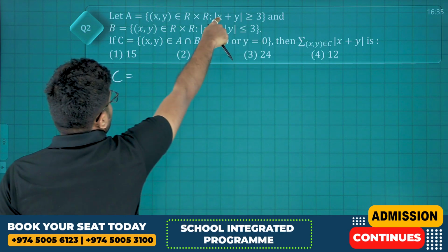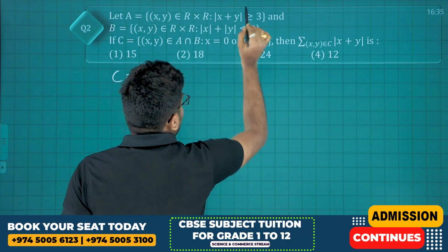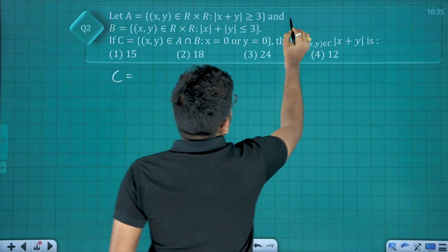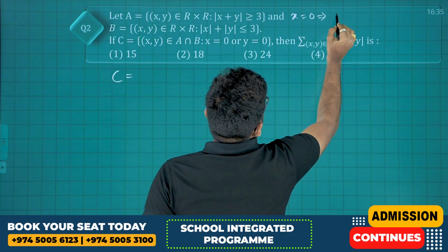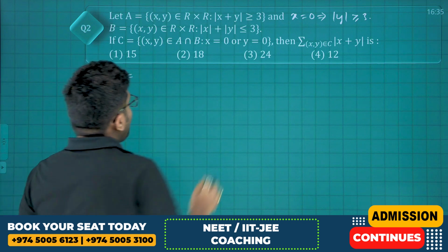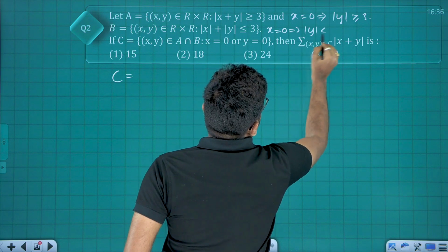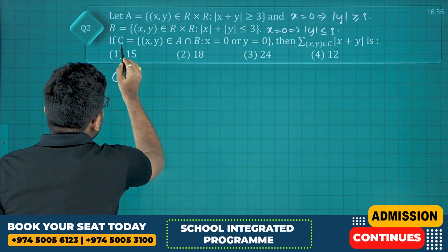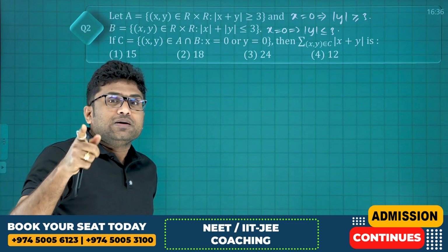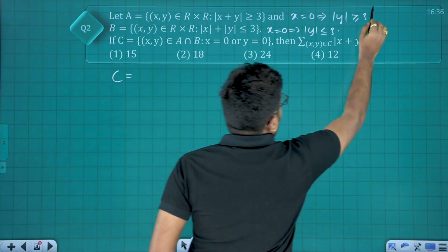First, we put x = 0 in the first set A. When x is 0, friends, we get |y| ≥ 3. Now, in the same way, if you put x = 0 in B, we have got |y| ≤ 3. Now set C includes the elements, the ordered pairs (x, y), belonging to both A and B, common to both A and B. That means A intersection B. What is common in both now?